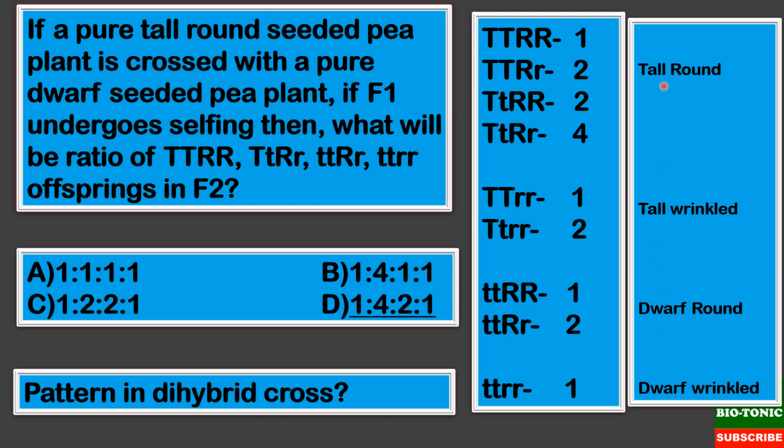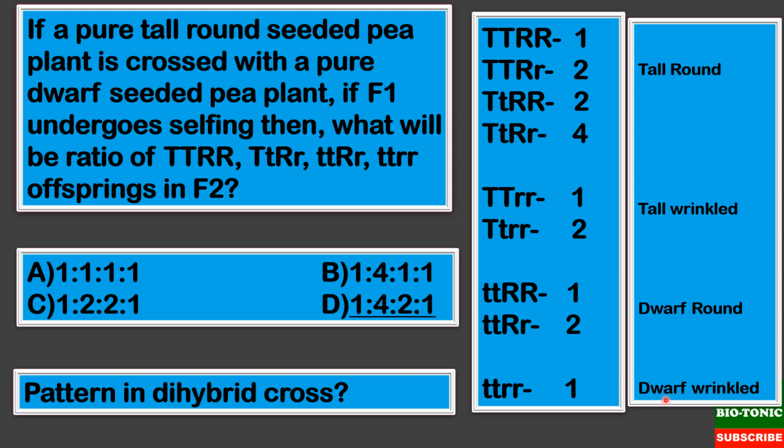Now write it the way I have written it, and then corresponding to tall round we have these four genotypes. So write the ratio as 1:2:2:4. Corresponding to tall wrinkled, the ratio is 1:2. Corresponding to dwarf round, the ratio is 1:2, and corresponding to dwarf wrinkled, the ratio is 1. Students, I want you to remember these two patterns quickly, that is these phenotypes and the ratio as 1:2:2:4, 1:2, 1:2, and 1. With this we'll find out the pattern behind the dihybrid genotypic ratio.